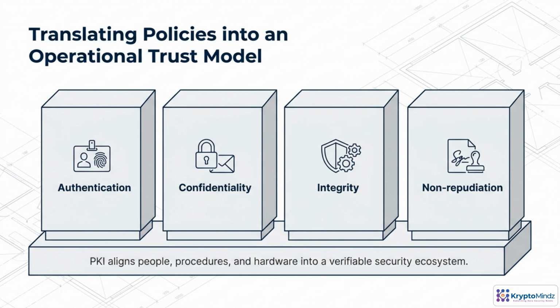Designing PKI means turning abstract security policies into rules that machines can actually enforce. The most useful way to think about it is as an operational trust model built on 4 pillars. Authentication answers, "Who are you?" and is enforced with certificates that bind identities to keys. Confidentiality asks, "Who can read this?" and relies on encrypting data with keys issued under those identities. Integrity is, "Has anything changed?" and uses signatures and hashes to detect tampering. Non-repudiation asks, "Can you later deny doing this?" and depends on strong key protection and auditable issuance. As we go through the course, every PKI design choice will connect back to one or more of these pillars.